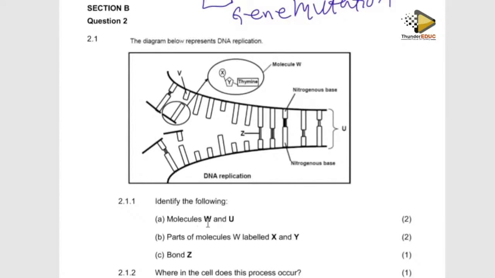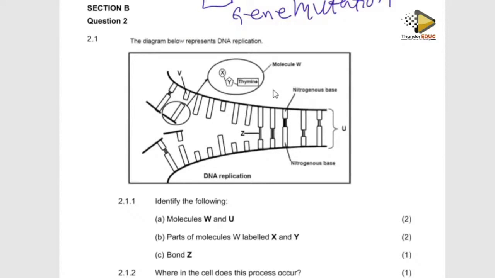Identify the following. Molecule W. Where is molecule W? We say that this is a nucleotide. Why? Because we know that the circle means phosphate, and this one means a pentose, whose name is ribose. But because it is DNA, it becomes deoxyribose, and this is thymine, which is a nitrogenous base. So a phosphate, a sugar, and a nitrogenous base form what we call a nucleotide. So W is a nucleotide.